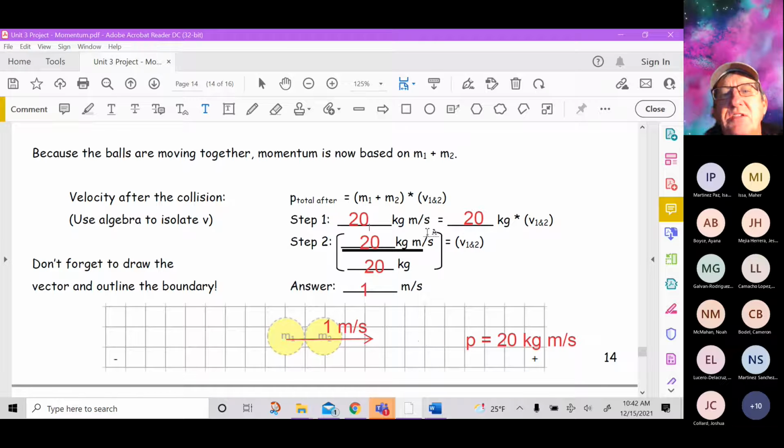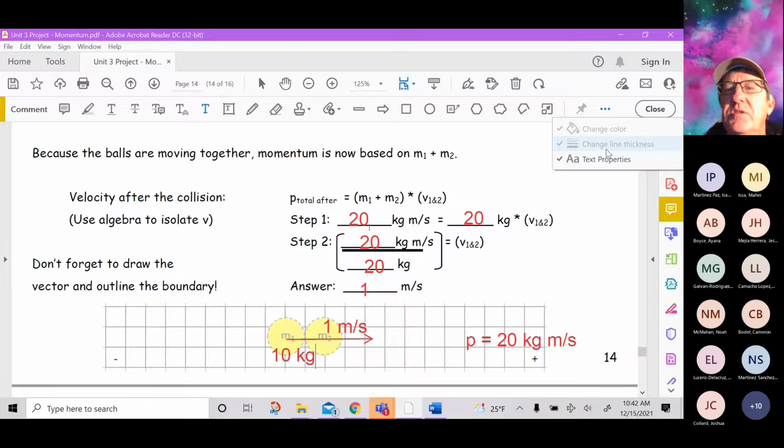The combined mass was 20 kilograms. That's because each of them had a mass of 10. Let's see, I think I'm just going to change this to a smaller font.